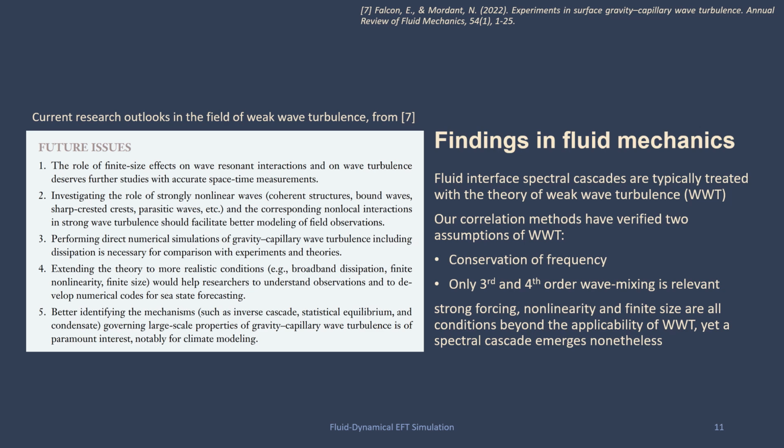So this is very cool in itself, and we've learned a lot about fluid dynamical systems and the formation of spectral cascades. Typically for fluid interfaces, wave interactions and spectral cascades are considered from the approach of weak wave turbulence theory. The results from our correlation measures have verified two key assumptions of weak wave turbulence. The first is that of conservation of frequency, and the second is that wave mixing processes higher than fourth order can be neglected. Furthermore, weak wave turbulence theory only makes predictions about spectral cascades in the theoretically idealized limits. The finite size and the strong forcing conditions of our system are beyond these limits, and so it shows that the phenomenon of a spectral cascade is more robust against theoretically challenging conditions than had previously been appreciated.